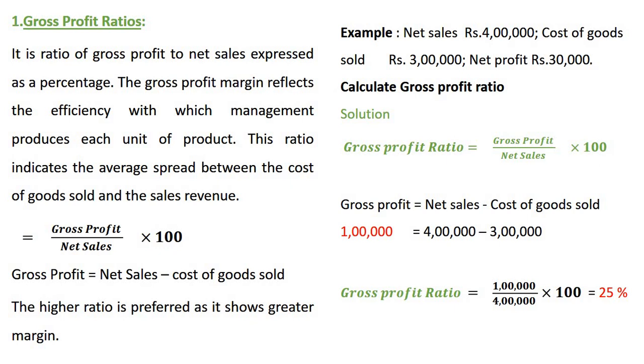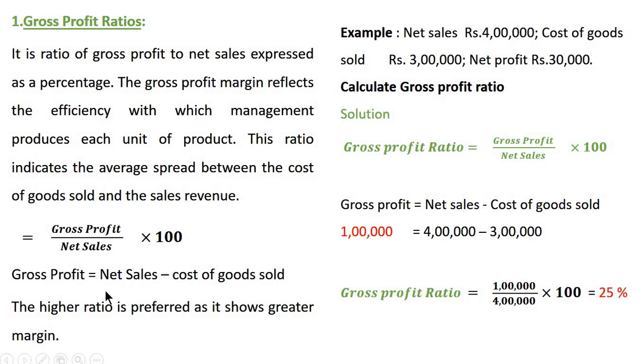This is the ratio of gross profit to net sales and is expressed as a percentage. It reveals the amount of gross profit for each rupee of sale. The earning capacity of the business can be ascertained by taking the margin between cost of goods and sales. The higher the ratio, the greater will be the margin, and management is always interested in a high margin in order to cover operating expenses and provide sufficient return to the proprietor's fund. For the calculation of the gross profit ratio, the formula is gross profit divided by net sales into 100. The gross profit is ascertained by deducting the cost of goods sold from the net sales.